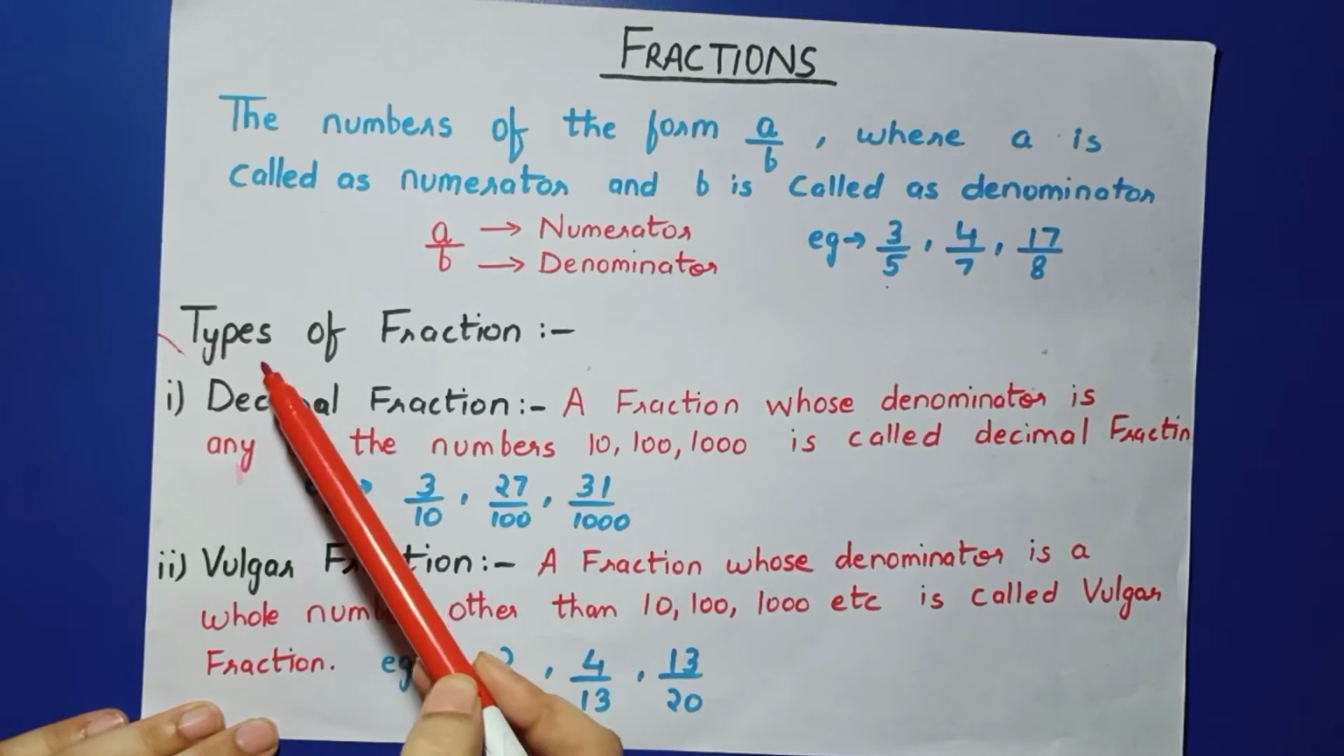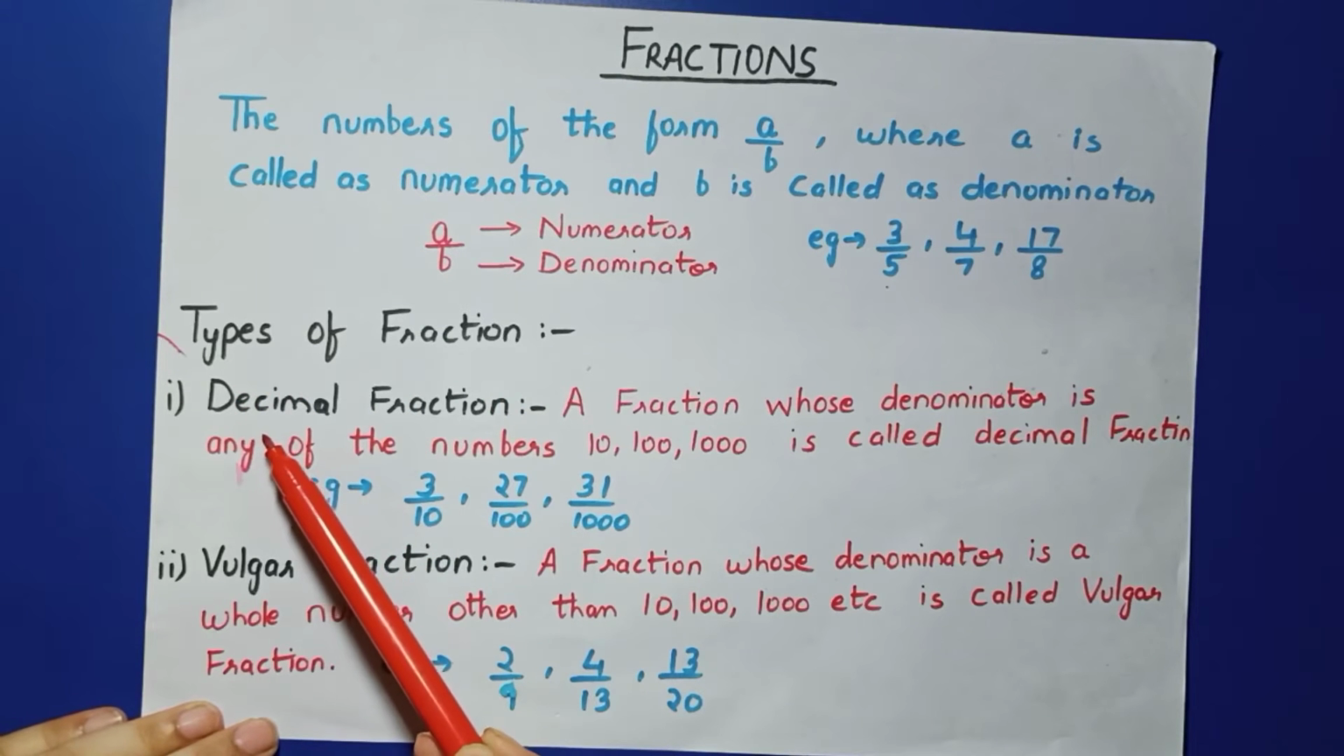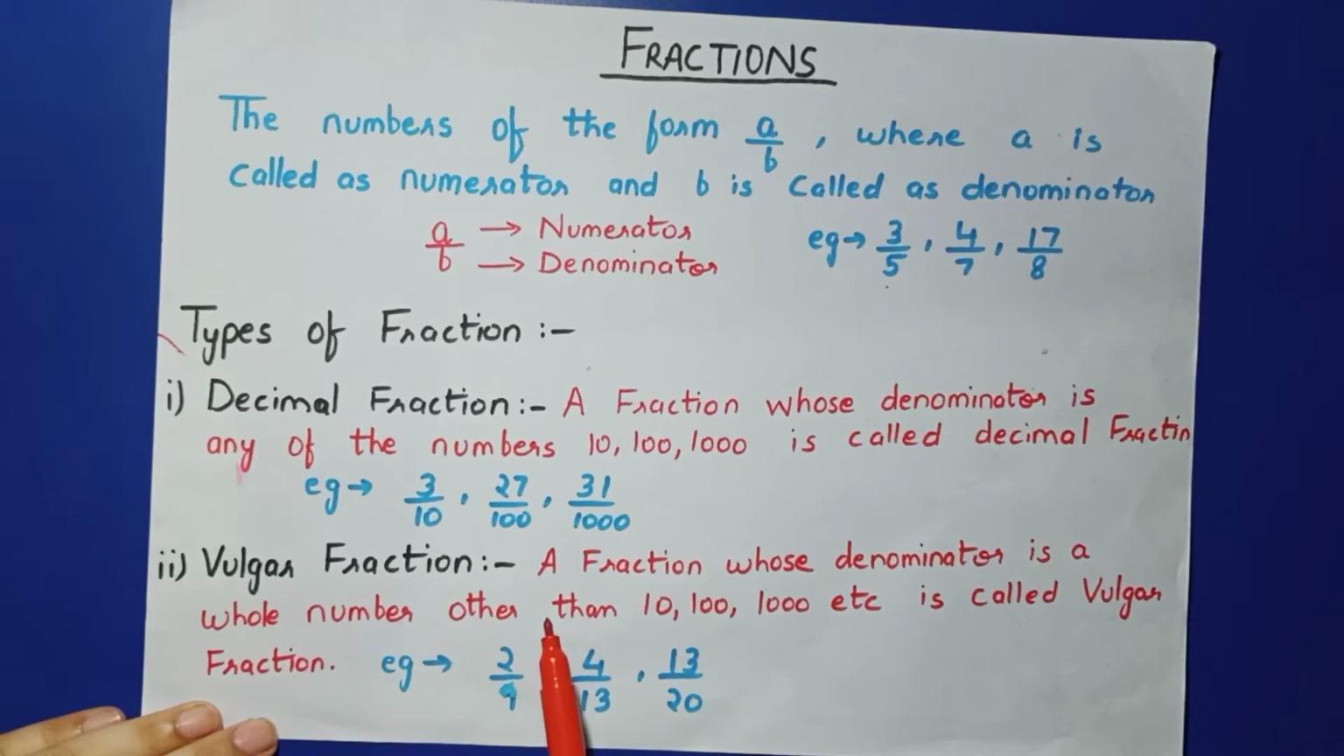So the next topic is types of fractions. The first one is decimal fraction and the next one is vulgar fraction. What is a decimal fraction? A fraction whose denominator is any of the numbers 10, 100, 1000 is called a decimal fraction. Means the denominator, the lower number, is 10, 100, 1000, 10,000, 1 lakh, etc. So these kinds of fractions are called decimal fractions.